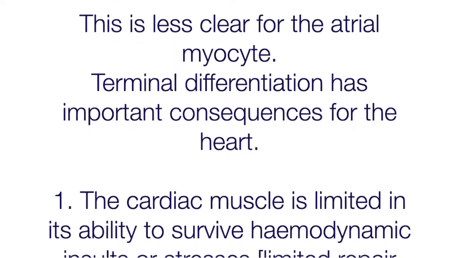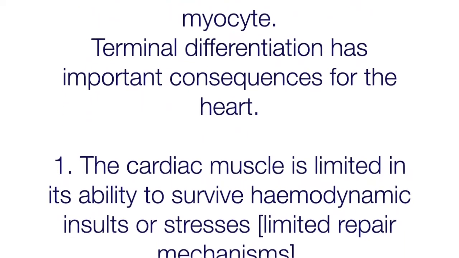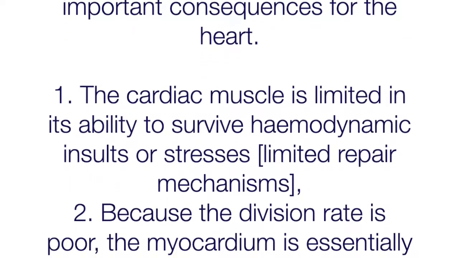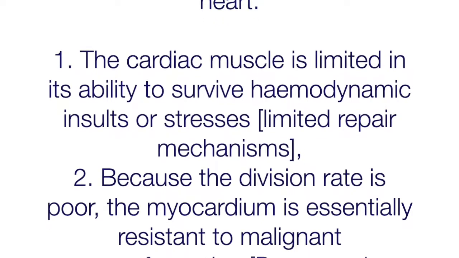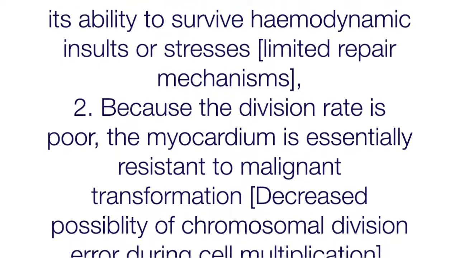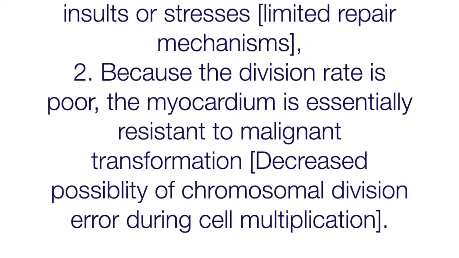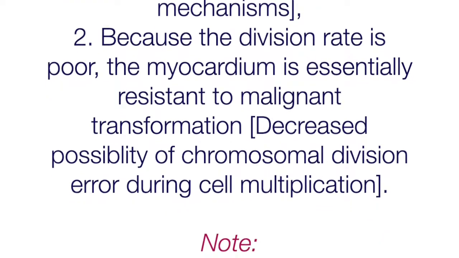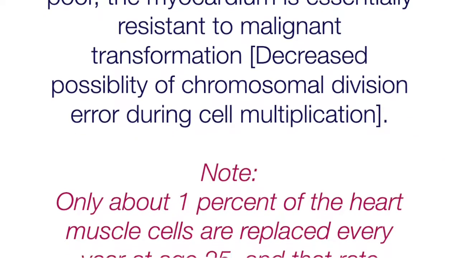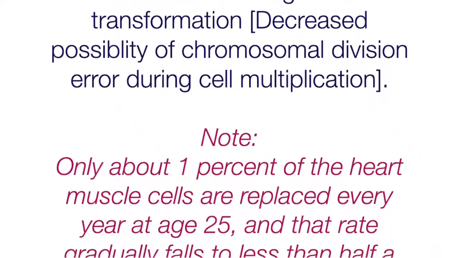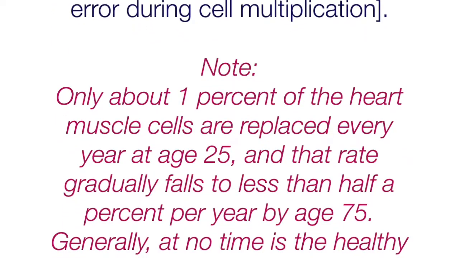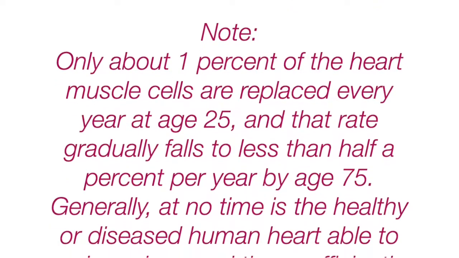Terminal differentiation of the cardiac myocytes has important consequences for the heart. 1. The cardiac muscle is limited in its ability to survive hemodynamic insults or stresses, that is, limited repair mechanisms. 2. Because the division rate is poor, the myocardium is essentially resistant to malignant transformation, that is, decreased possibility of chromosomal division error during cell multiplication, that is, cancer incidence of the heart is very much less.